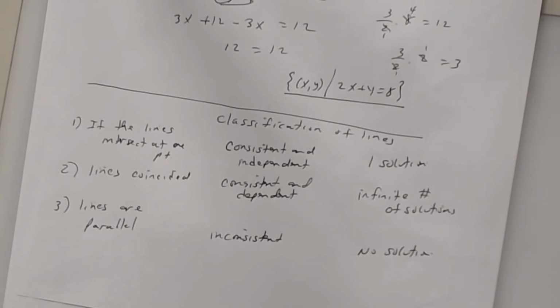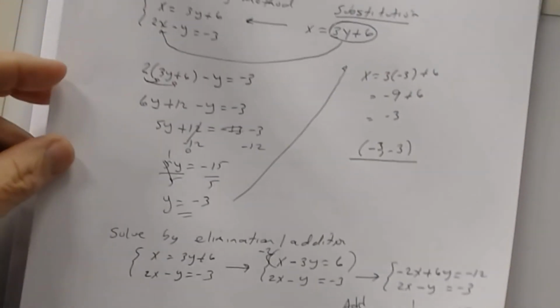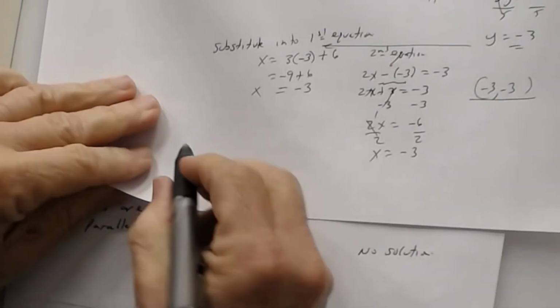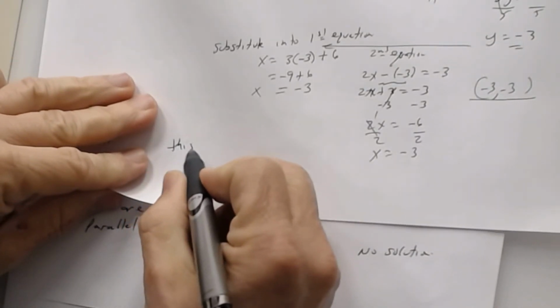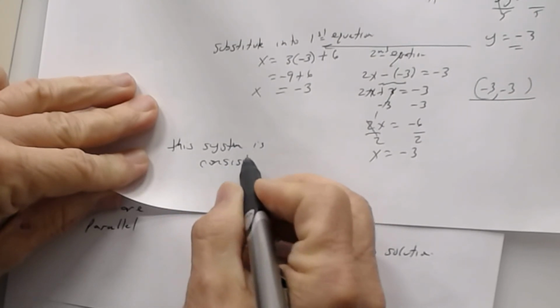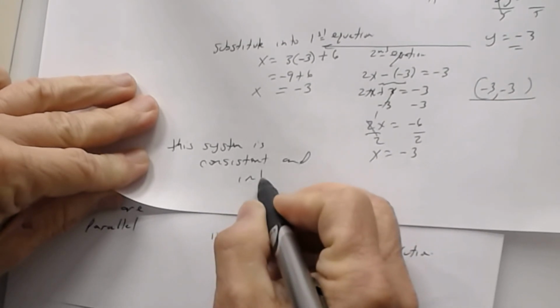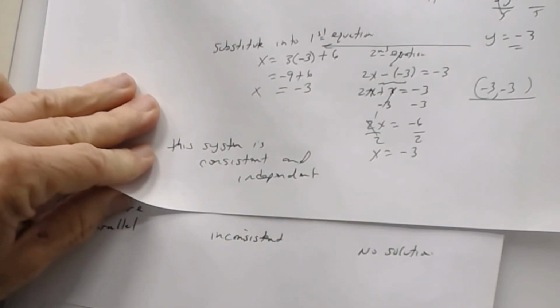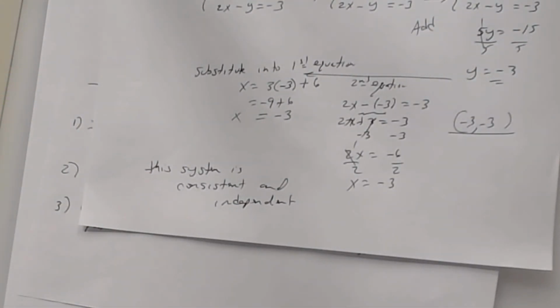All right, so in number one, tell me something about the classification of this system. Say it again? Consistent and what else? Independent. So this system is consistent and independent. Consistent means it has at least one solution. Independent means that they're totally two different graphs, two different equations.